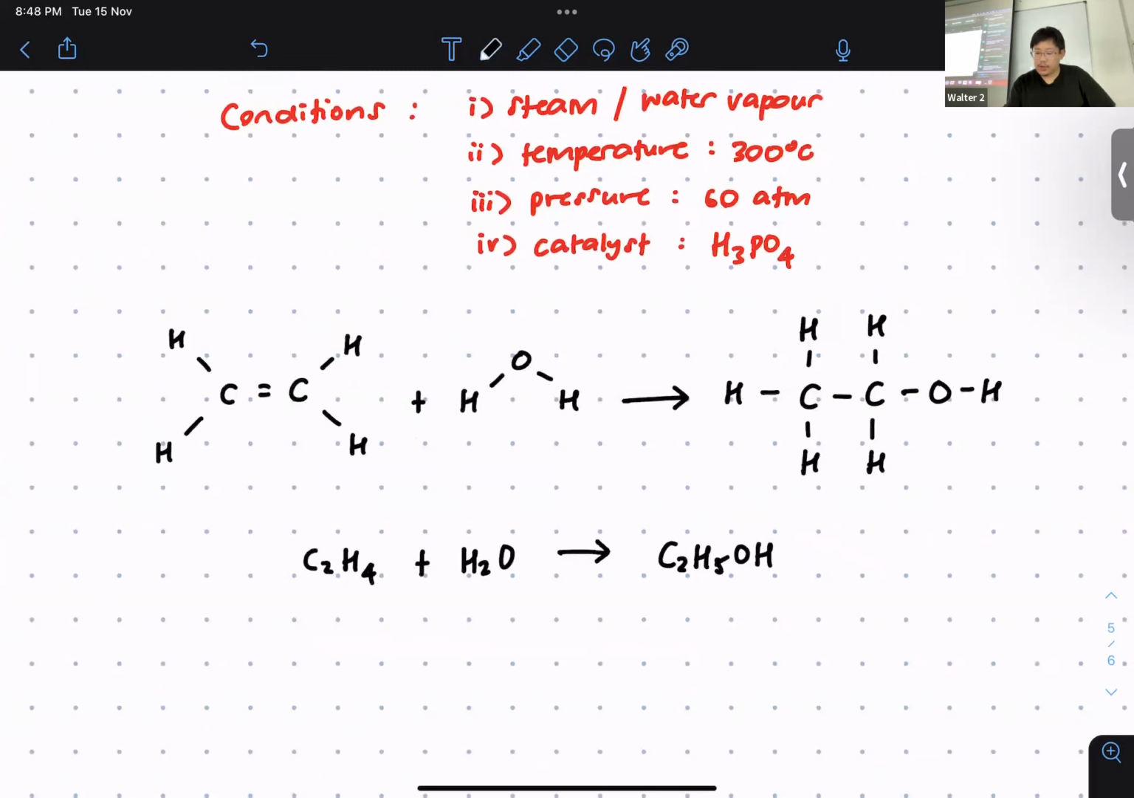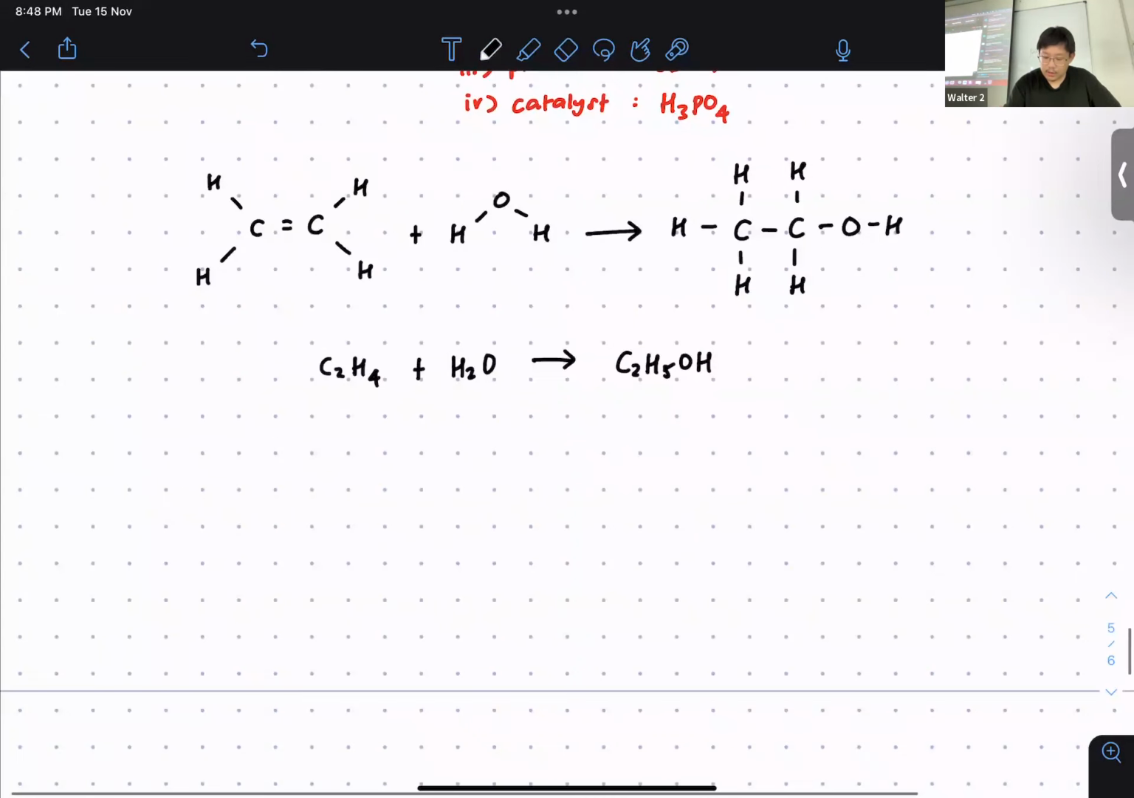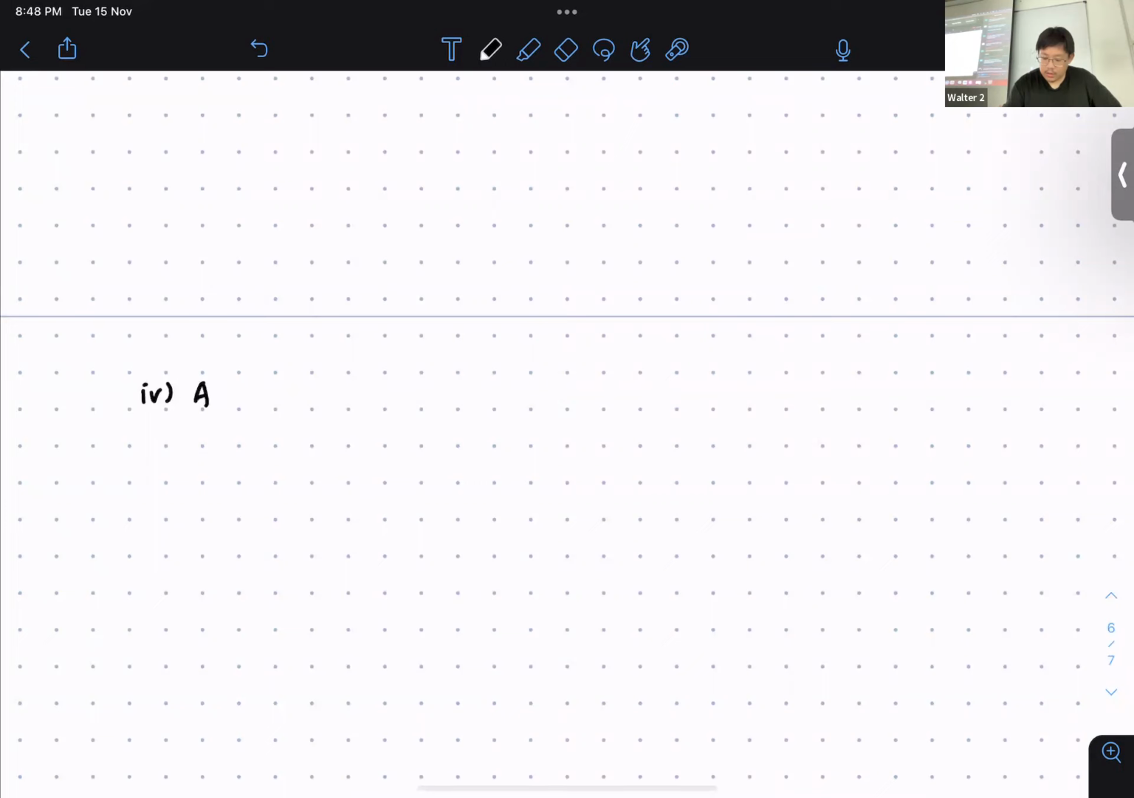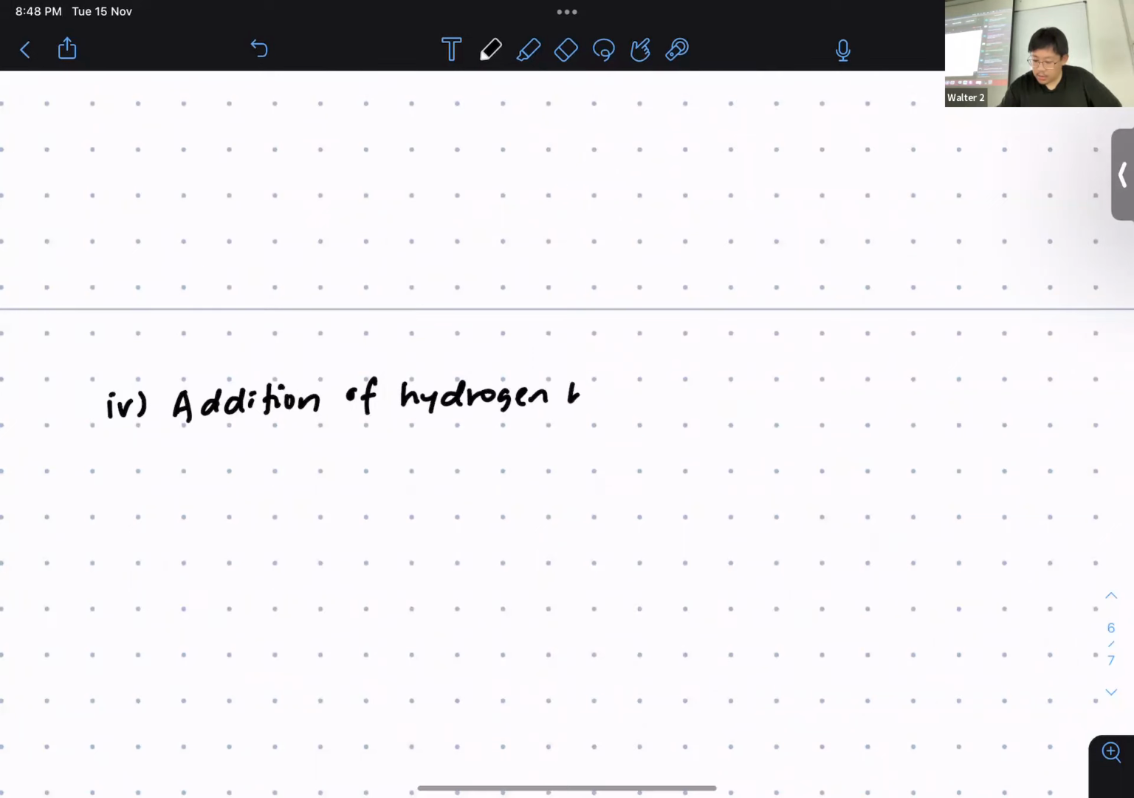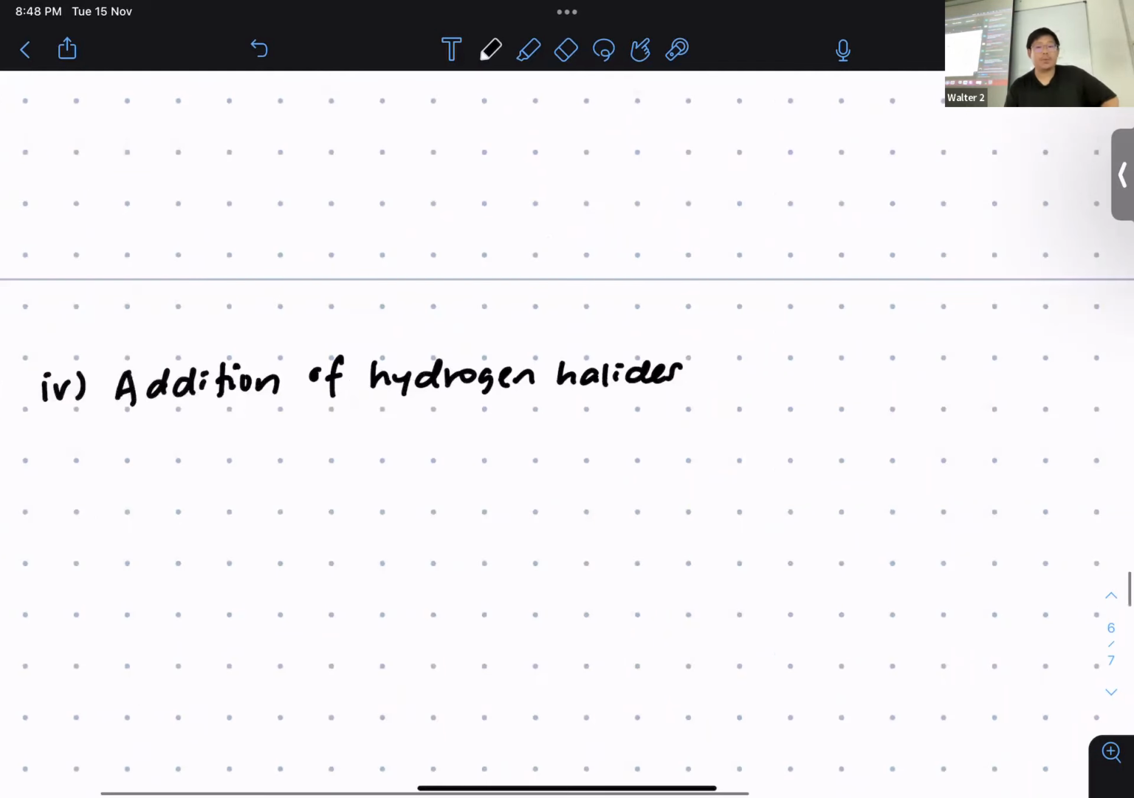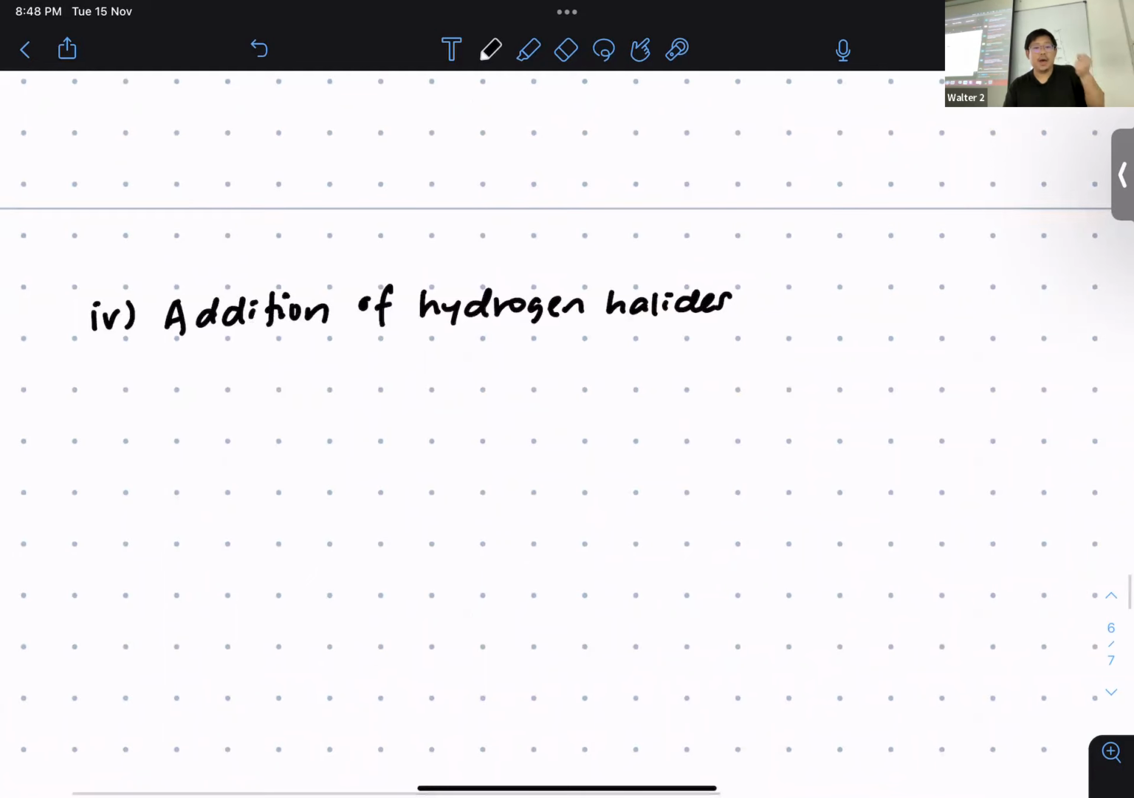Okay, and then of course we have addition of hydrogen halides. This one is very easy. Hydrogen halides will be like, for example, HCl, and we have HBr. All those are called hydrogen halides. I want to give you one example.